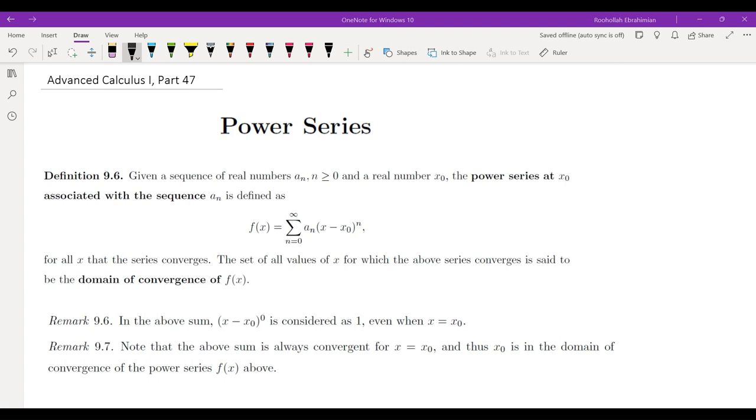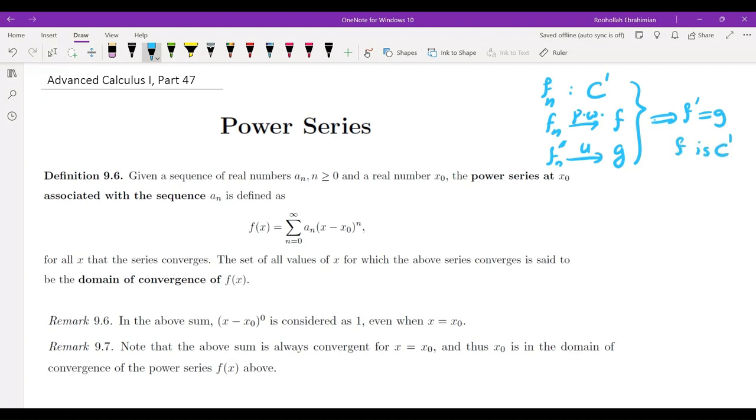Hello, in this video we're going to talk about power series. One of the most important theorems that we proved last time was that if you have a sequence of continuously differentiable functions, so if f_n is C1 and if f_n converges pointwise to f, and if f_n prime converges uniformly to g, then from these we can deduce that f prime is equal to g and f is continuously differentiable. So this is something I wanted to remind you, so we keep that in mind because we're going to need that today.